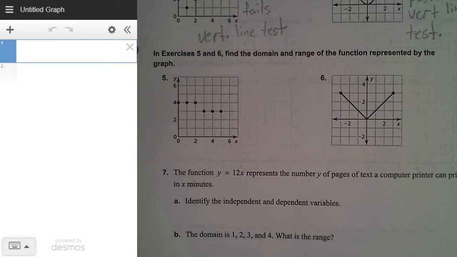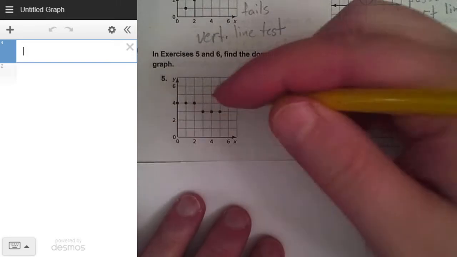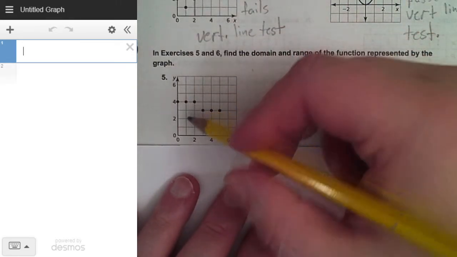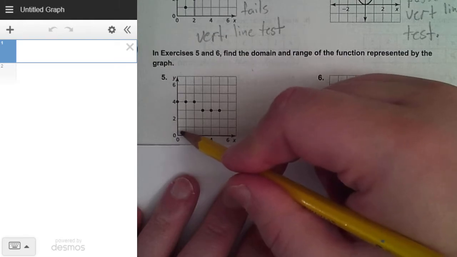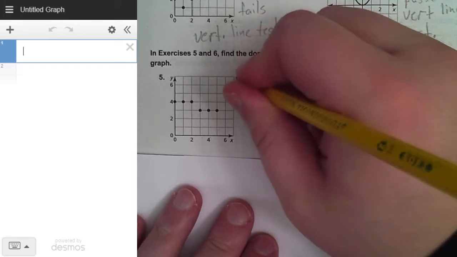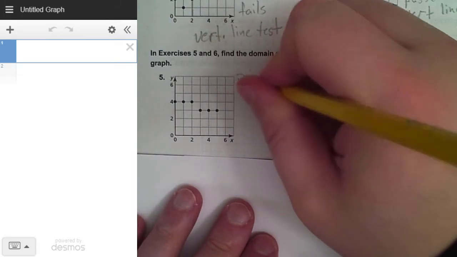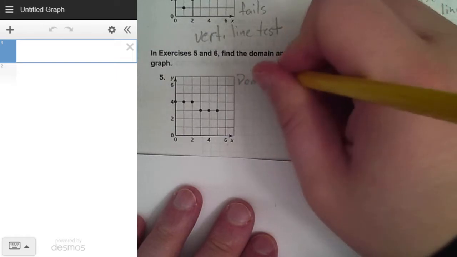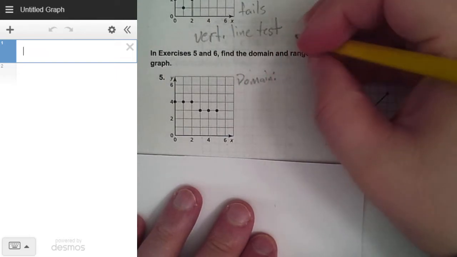In exercises 5 and 6, find the domain and range of the function represented by the graph. Well, okay, so domain. Domain is our possible inputs and range is our possible outputs. So we're looking at all of the possible values for our domain. So we have values from 0, 1, 2, 3, 4, and 5 for our inputs. So our domain, okay, is a set of numbers.